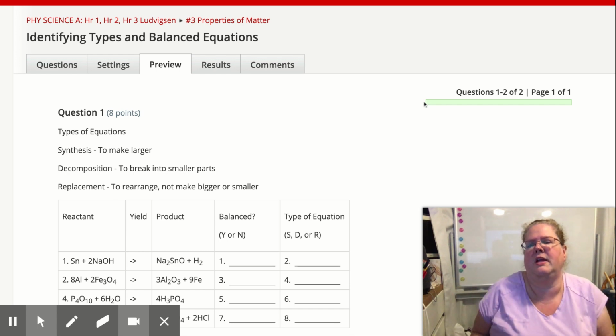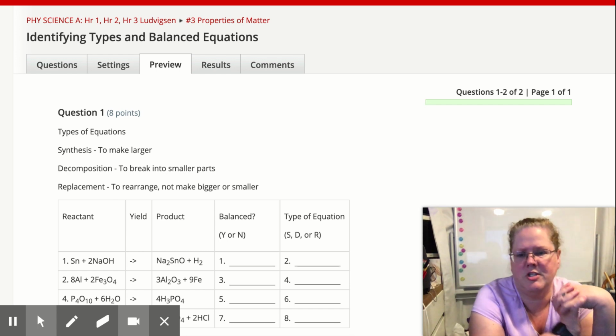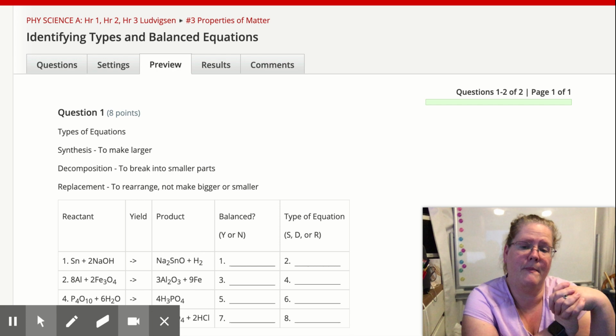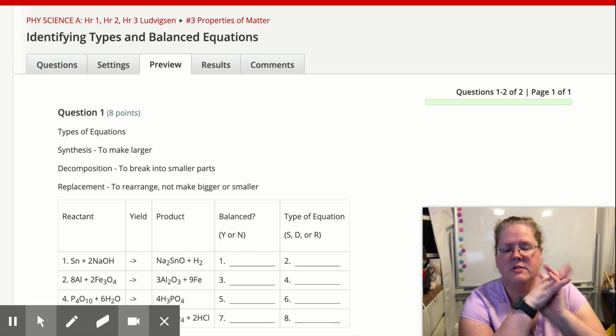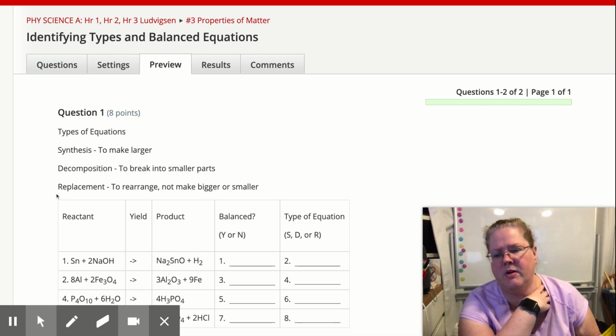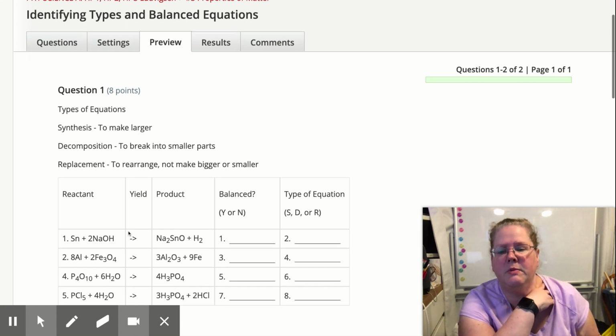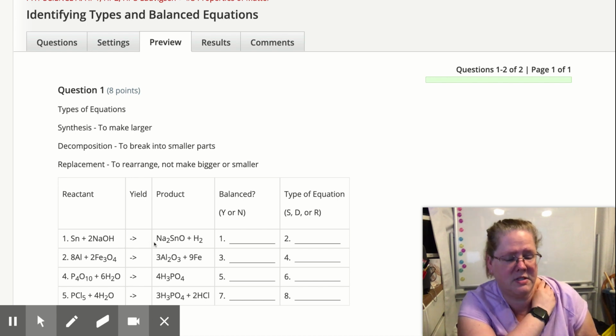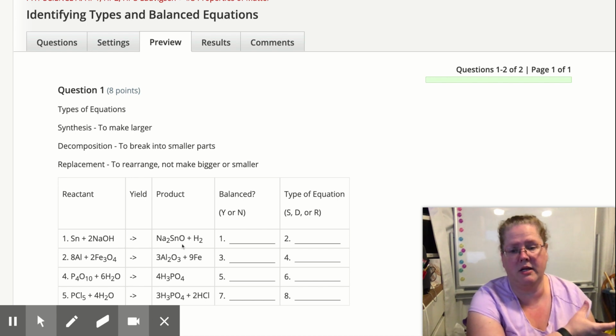Hi everybody, we're looking at identifying types of equations and determining if they are balanced or not. So let's look at this. In a chemical equation, we have our reactants, we have our yield, and we have our product. And really what this means is this is what I'm starting out with on the left side. The arrow always points to the direction of the product, my end product.